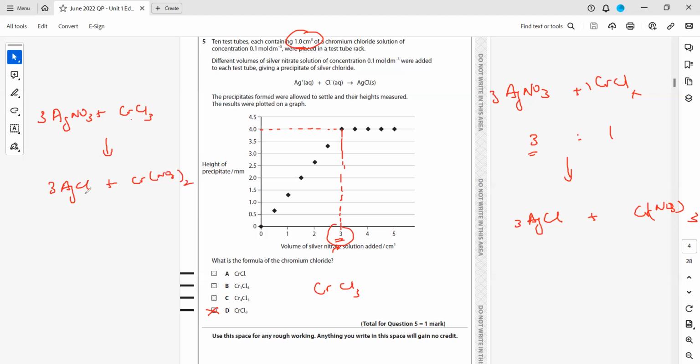So how many molecules are there in this? If 3 chlorines are there, we need 3 moles of silver nitrate solution. If 4 were there, we need 4. If 5 were there, we need 5. So the ratio of the volume will give us the formula. Is it clear?